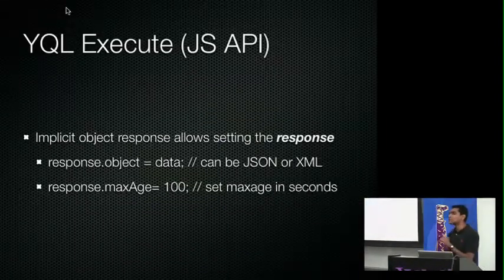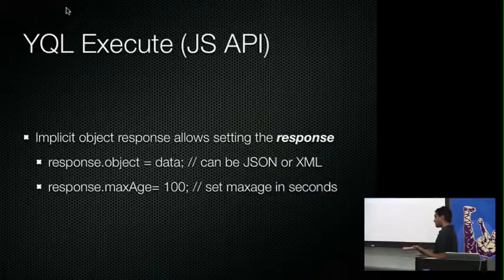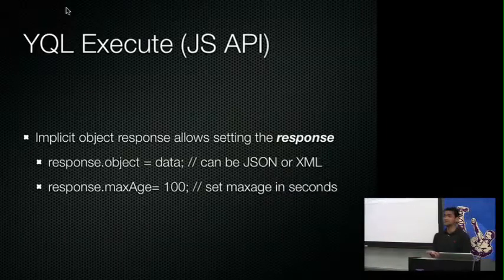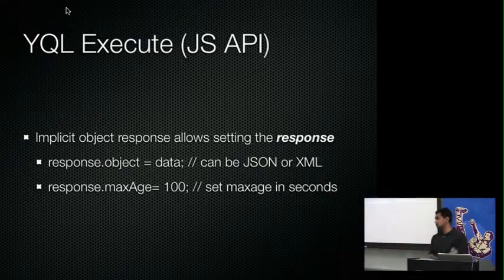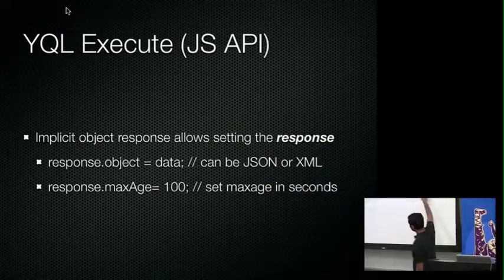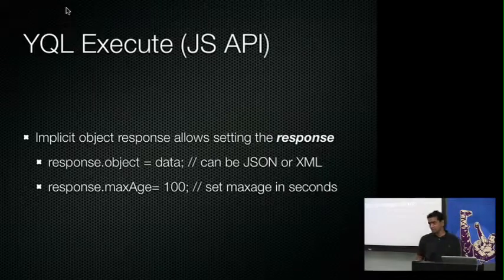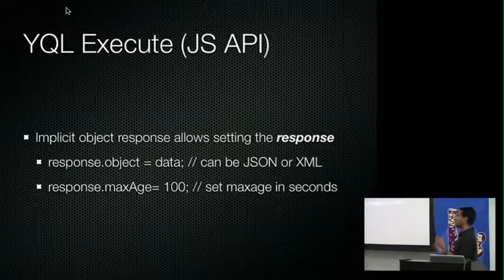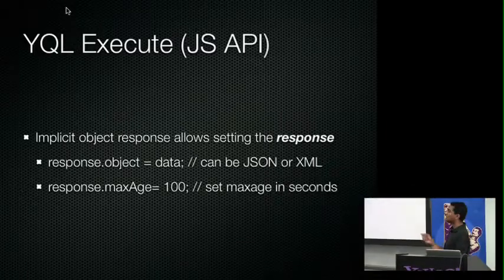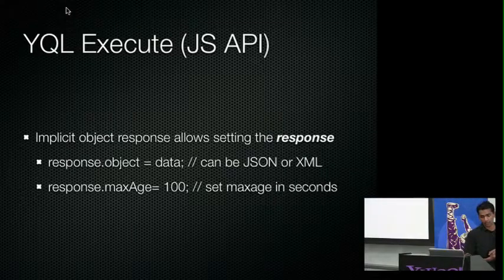Now in addition, we also have the response object. Obviously you need to have a request and a response object. So the response object lets you set the data that you want to send back to the user. You set that by saying response.object is data. And this data can either be XML or JSON, depending on what you want it to be. Now the engine converts it into the correct format that is requested by the user. That's one of the benefits again of YQL.